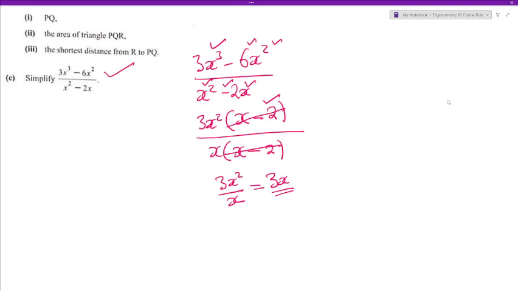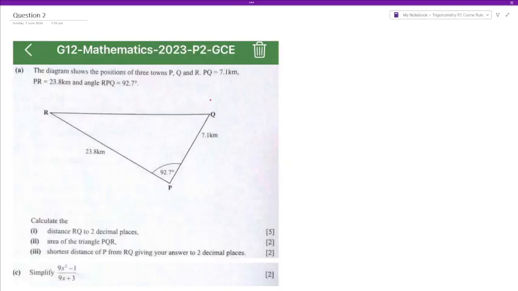Okay, we now proceed to our final question, which is coming from 2023 paper 2 GCE, and it says the diagram shows the positions of 3 towns P, Q and R. They're just describing this diagram you're seeing here.